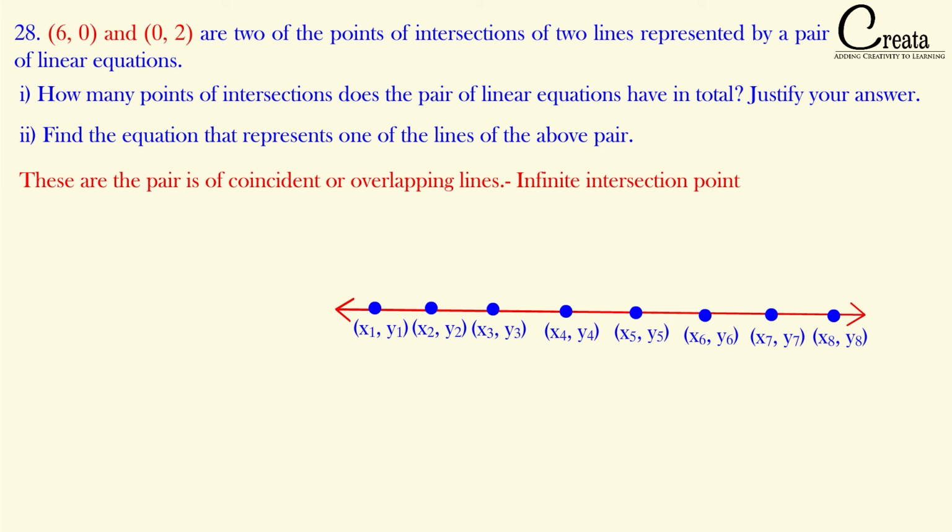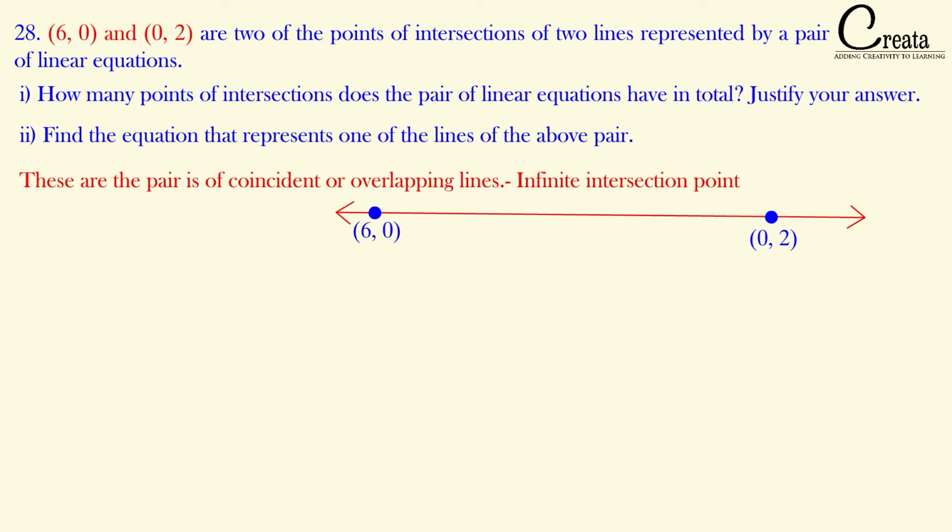The second part, the question framer is asking, find the equation that represents one of the lines of the above pair. So basically, we have to find the equation of the line which has the two points (6, 0) and (0, 2). So let's approach this question. Let's take the general equation of the line, that is ax + by = c. Let's start with the first point, (6, 0). Let's put x as 6 and y as 0.